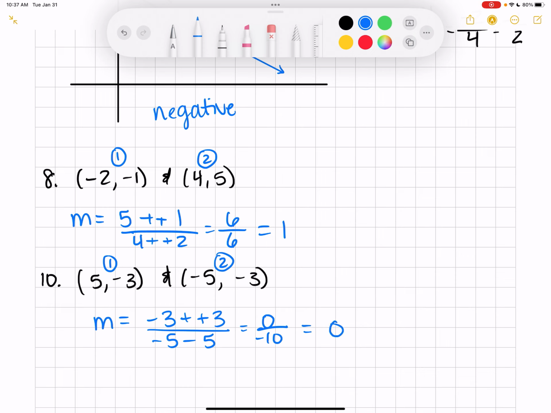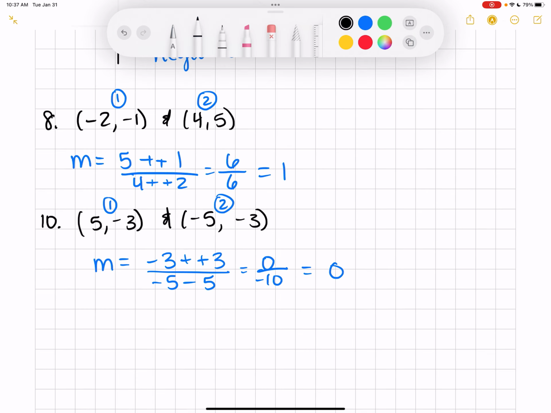The way you would know if it was undefined, because I didn't really mention this, is if it is ever being divided by 0. So if it was flipped and it was negative 10 divided by 0, it would have been an undefined slope, and you would just have to note that. Hopefully we'll have one of those in a minute so we can look at it. All right, let's do another one.